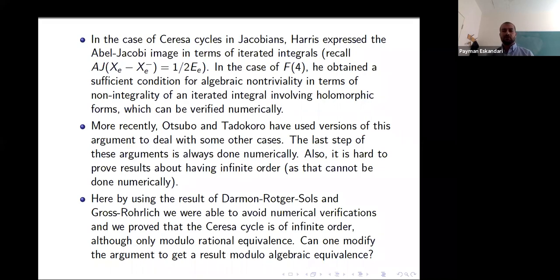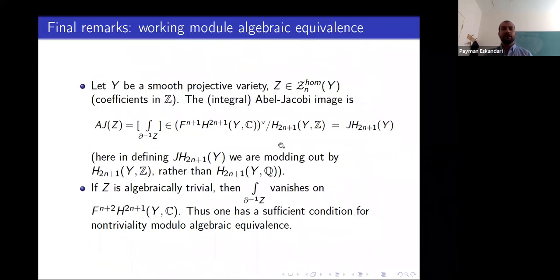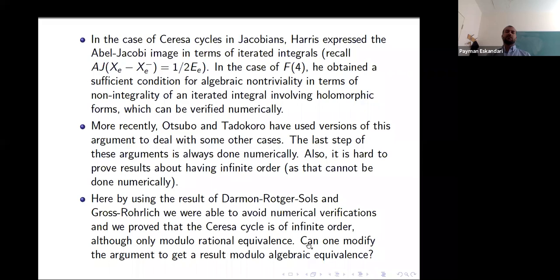And one very interesting question, which I'm going to end my talk with, is whether one can somehow strengthen this, and maybe exploit this idea in some way to actually get a result regarding algebraic equivalence. Okay, so thank you, thanks everyone for listening.